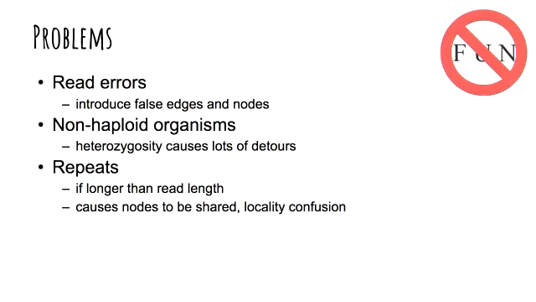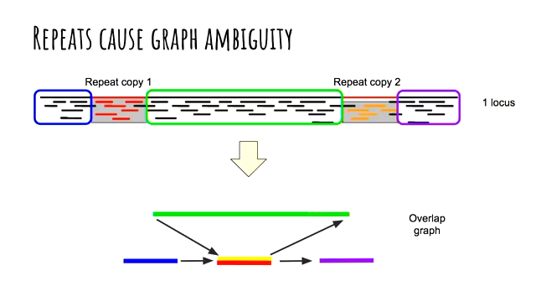All right, some problems that we have when we do these assemblies. Read errors introduce false edges and nodes into our graph, false connections. Non-haploid organisms, so heterozygosity, causes a lot of little bubbles and edges in the graph, and that can make our life difficult when we're trying to find a path through it. And repeats. If they're longer than the read length, it's impossible to resolve them. It's impossible to find out where they belong in the genome. And I think I talked about that ad nauseam last week. And this is the reason why.